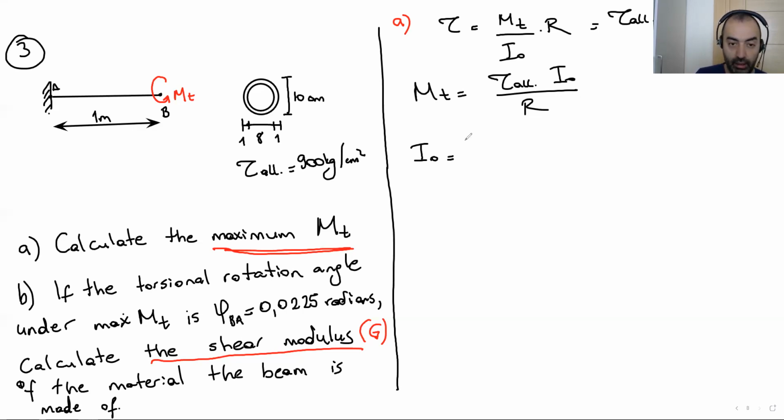Here, P over 2. Now, what is R external? R external is not 10. Be careful. 10 is the diameter. We are using radius here in this equation. Don't forget this one.